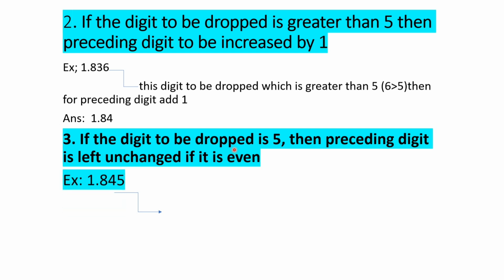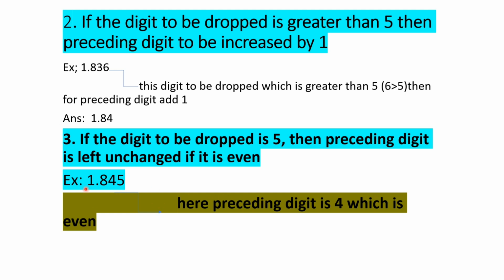For example, look at here. Which one is dropped here? 5. Because 184 is 3 significant figures, the fourth digit 5 is not required for us. We need to drop that. We need to remove this. When it is 5, look at the preceding digit, which is 4. If it is even, then the number remains as it is. Left unchanged means it remains as it is. So therefore, what is the answer? 1.84 is the answer.